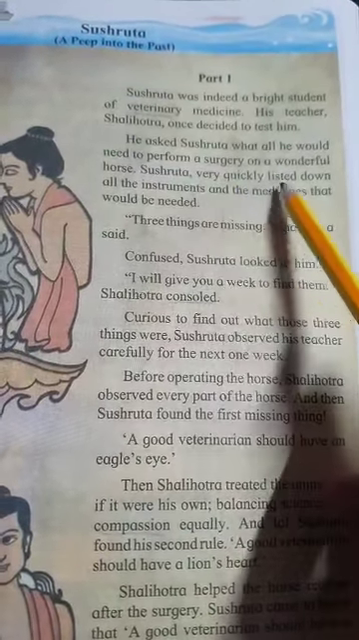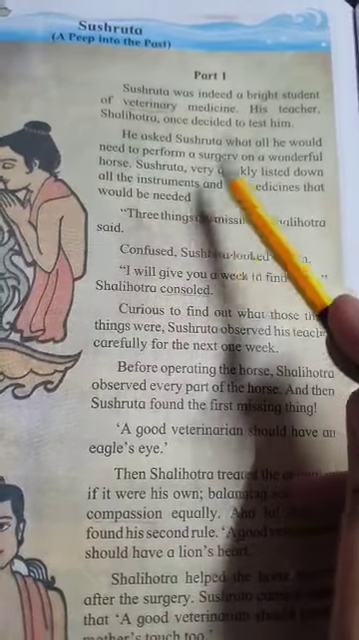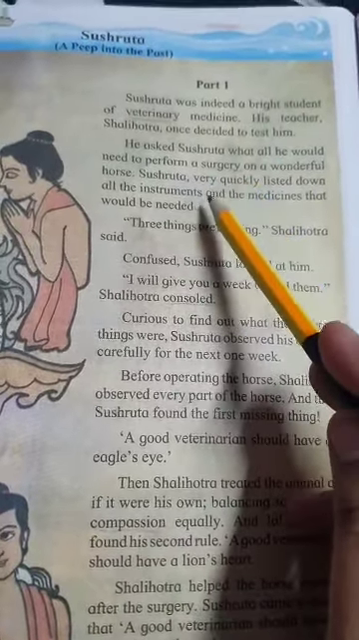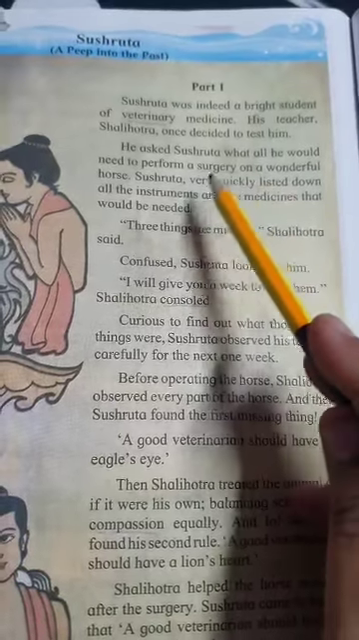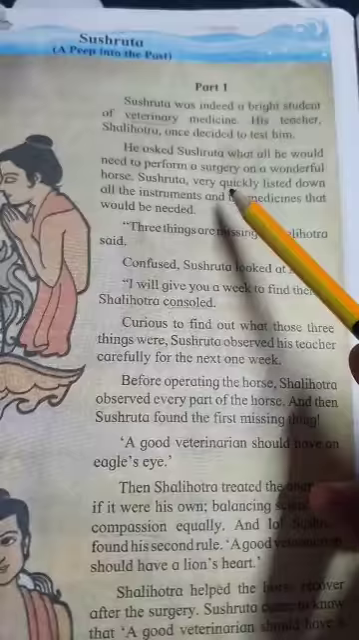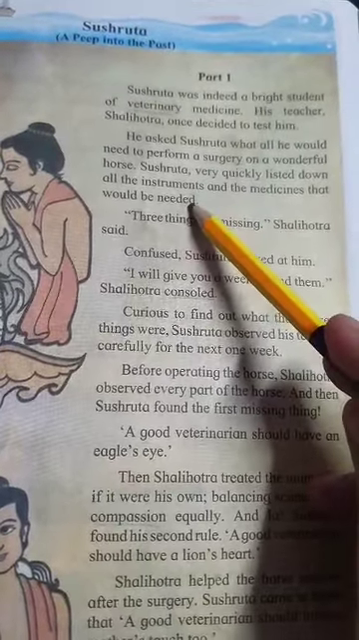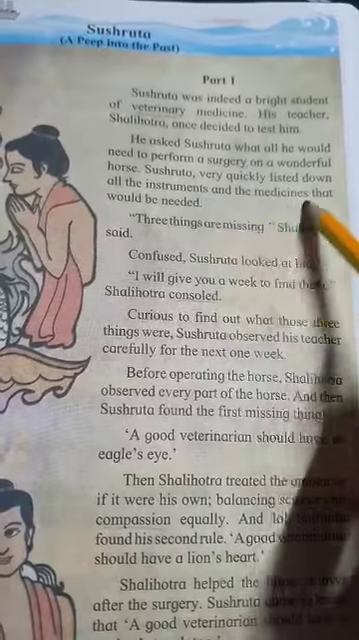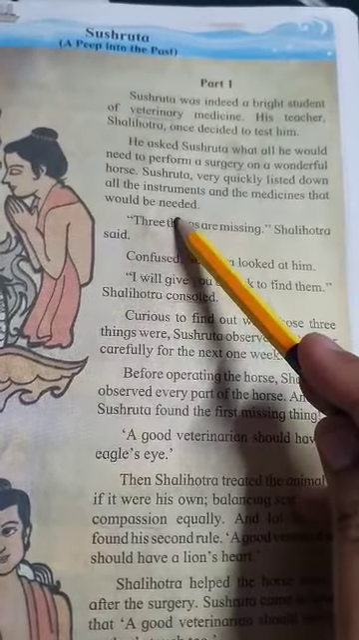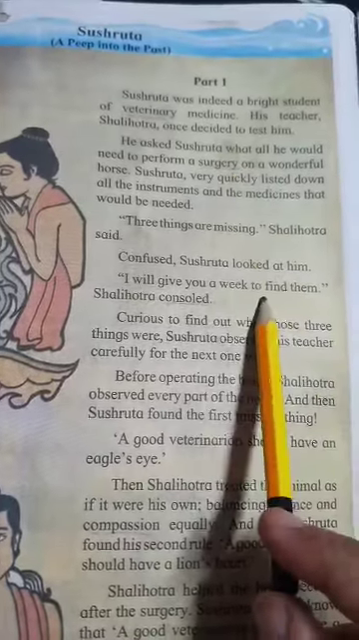Sushruta very quickly listed down all the instruments and the medicine that would be needed. As soon as the teacher asked what he would need, this bright student took out a book and pen and listed all the instruments, equipment and medicine needed for the surgery of a wonderful horse.